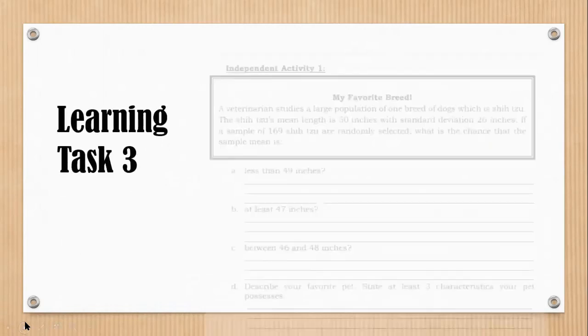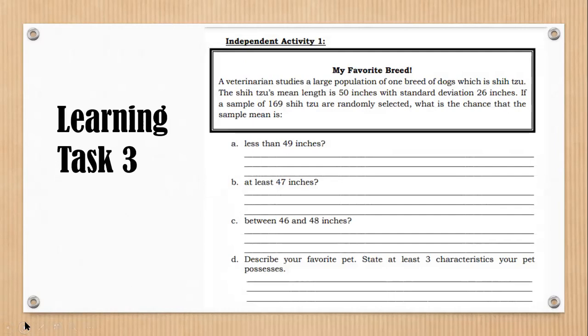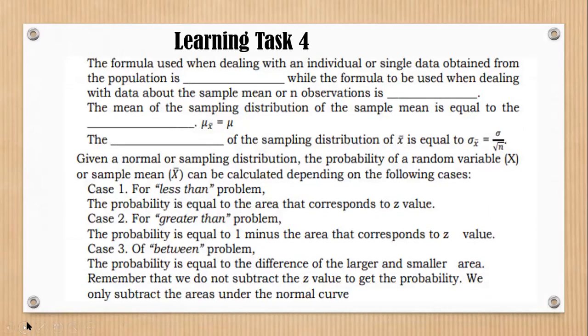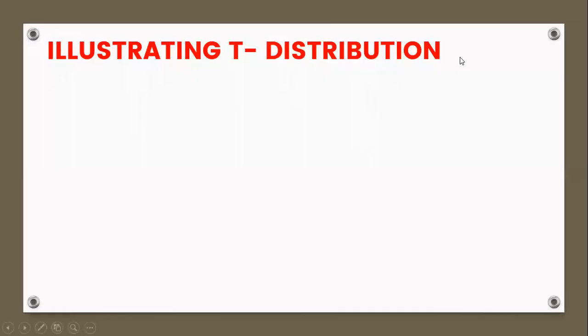Okay, so your first learning task for this week is entitled My Favorite Breed. So with the way we have computed, it's very important that you know how to use symbols for less than, at least, between, okay? And then afterwards, for describing this one, actually this is under formulating conclusion, okay? So that's your learning task number 3. For your learning task number 4, you need to supply what is missing on the blanks, okay? So those are the 2 learning tasks for the week.